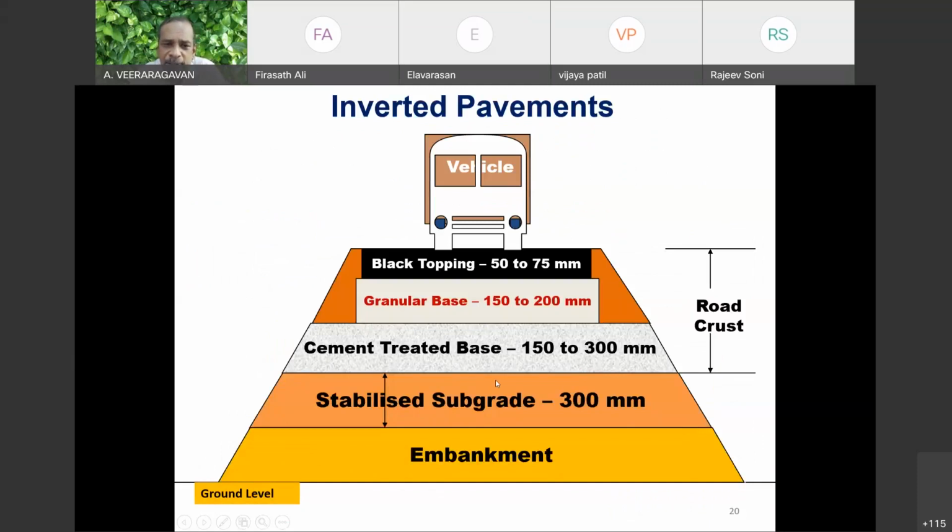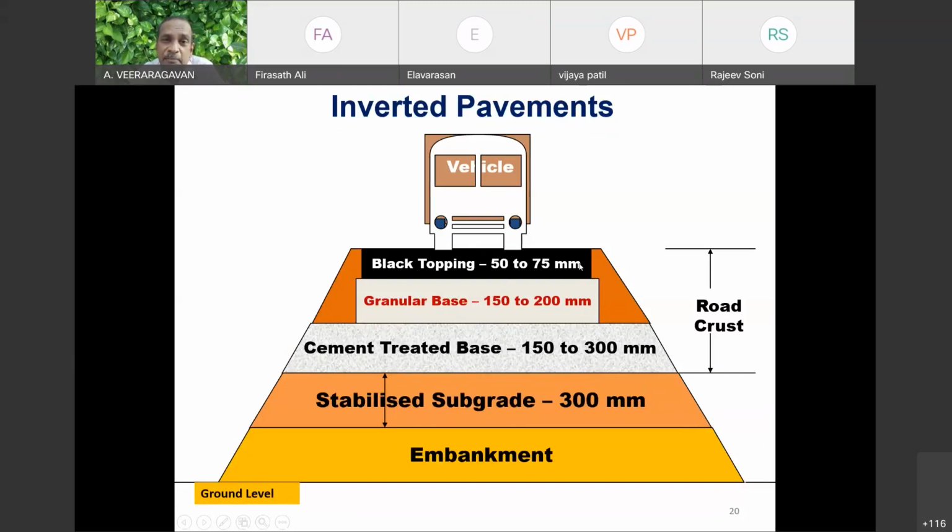But in the case of an inverted pavement, what I am trying to do is provide a cement treated base here. I am stabilizing the subgrade. Because I have improved the subbase and the subgrade, the thickness of the layer decreases. From 300 millimeters, I can bring down the thickness to 150 to 200 millimeters. I can reduce the bituminous layer thickness from 200 millimeters to 50 to 75.